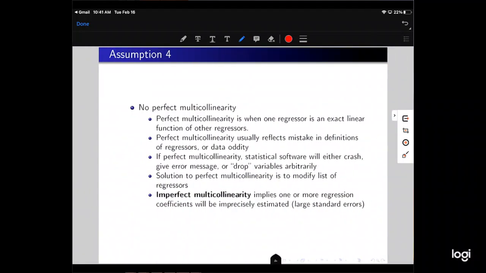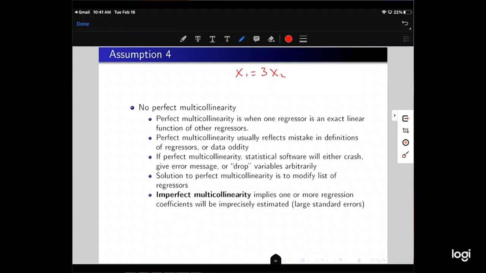Assumption number 4, no perfect multicollinearity. This one's a little different than what we had in the single variable model because it really didn't apply to the single variable model. This has to do with the covariance of your included regressors x1, x2, x3, etc. Perfect multicollinearity is when one regressor is an exact linear function of the other regressors. So if x1 is equal to 3 times x2, you can't include both x1 and x2.